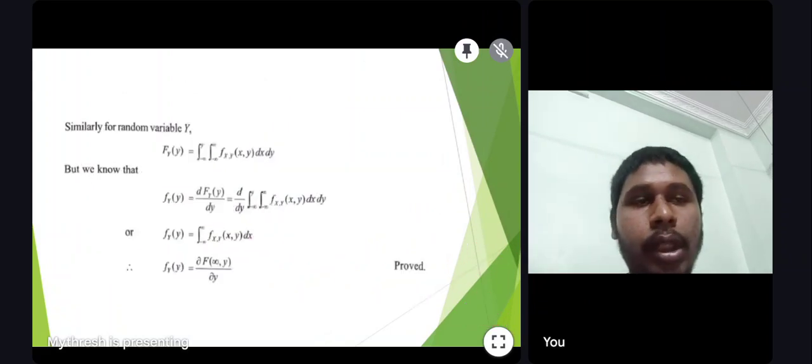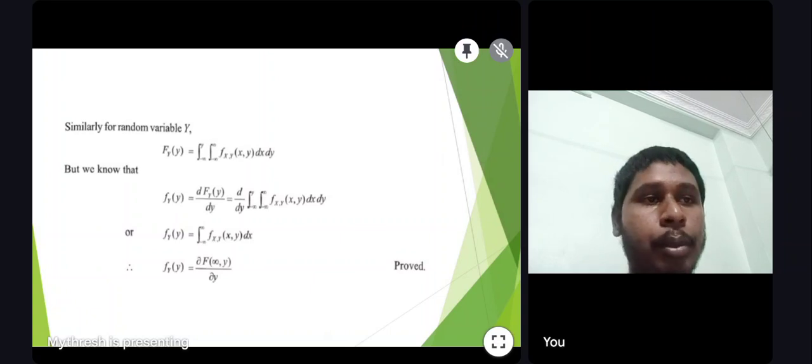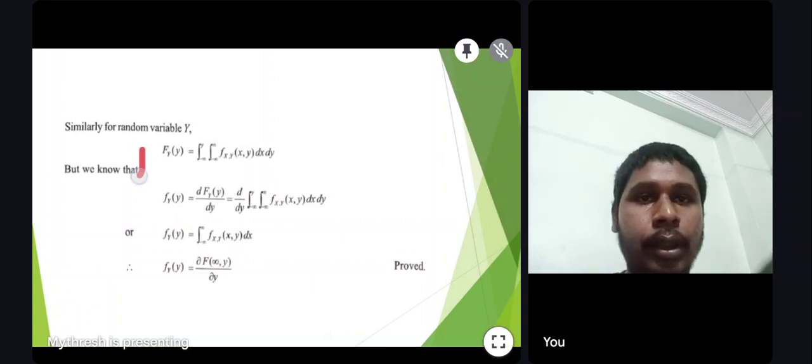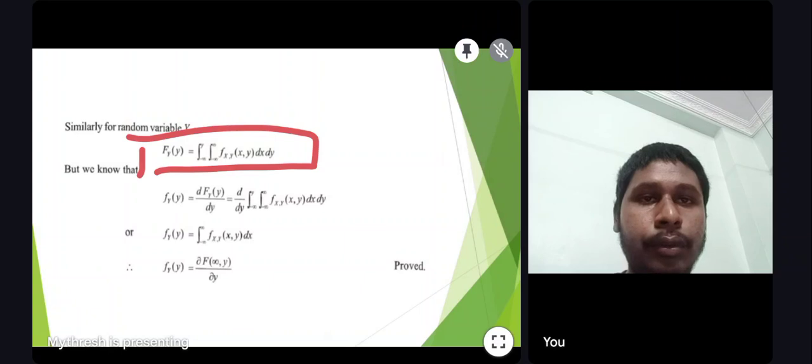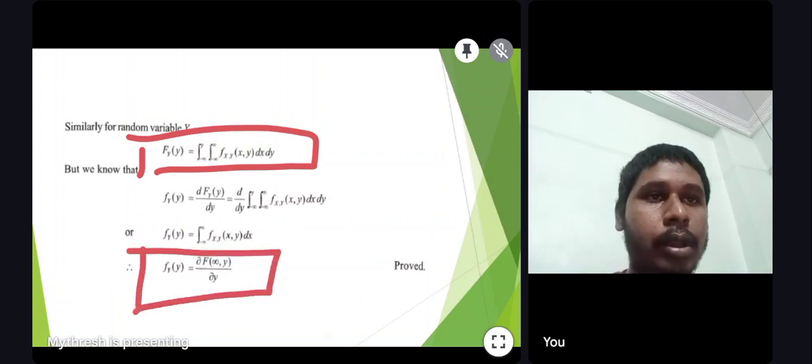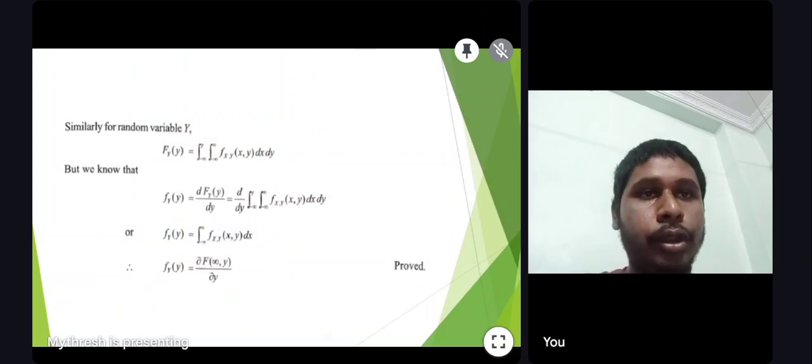So similarly, if we do it for the random variable y, we get this, that is f(x, y) from minus infinity to infinity, dx dy. So henceforth, similar to what we did above for x, we will get for y. So let us proceed forward.